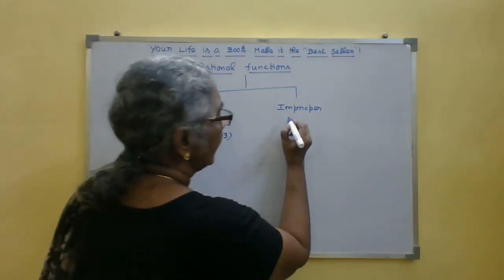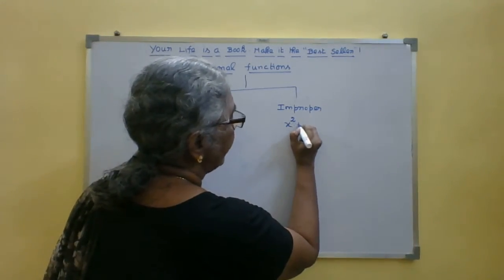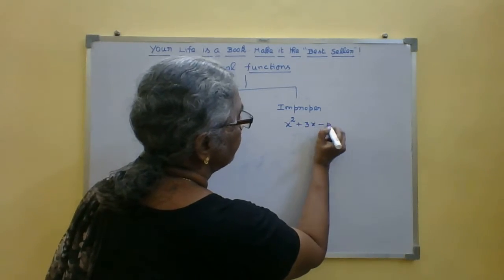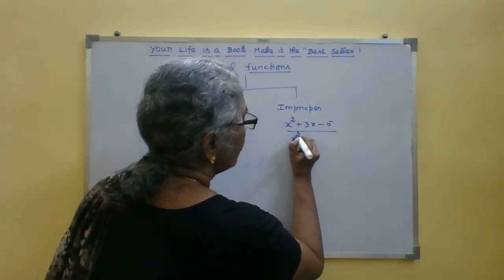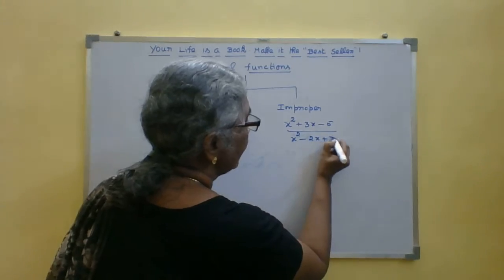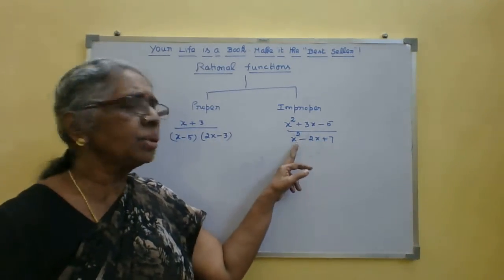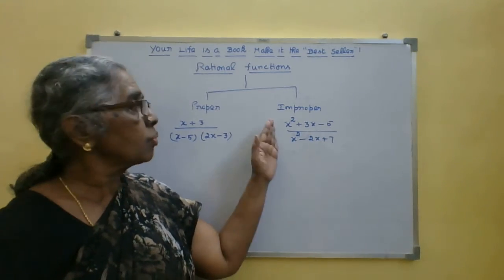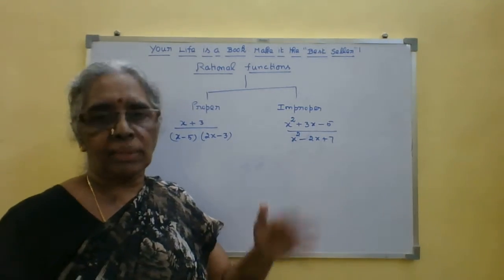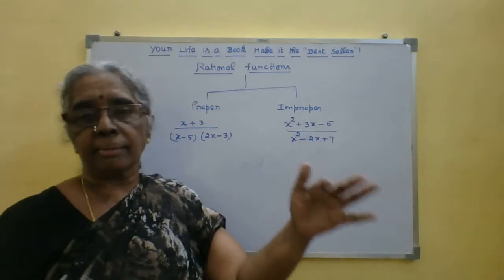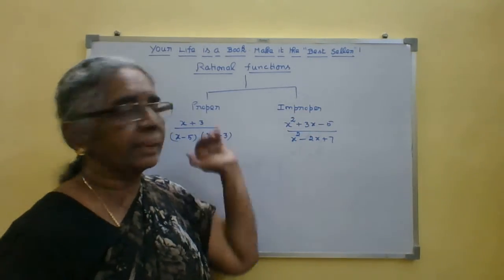For improper rational function, now you consider (x squared + 3x - 5) by (x squared - 2x + 7). Now, this is a quadratic, of degree 2. This is also a quadratic of degree 2. So, both the numerator and denominator are of the same degree. So, this is one example of improper rational function.